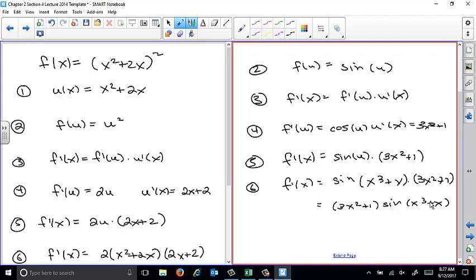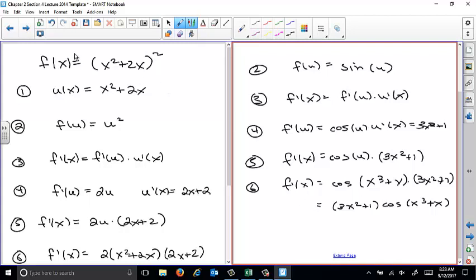Yes? In step number 5, why is it sine of u? Because I wrote it down wrong. That's why you're here, to keep me straight. So yeah, it should have been cosine. Thank you for pointing that out. Okay.